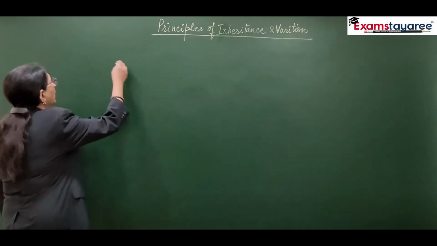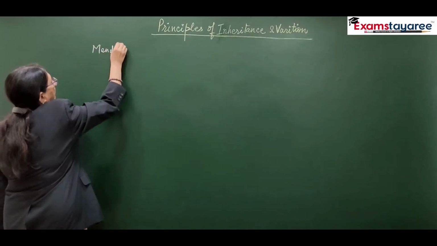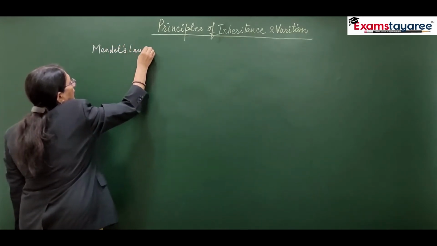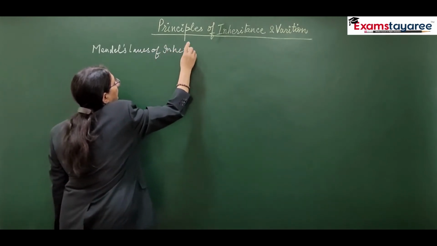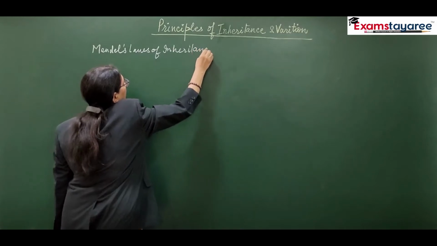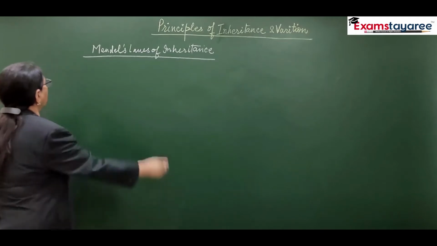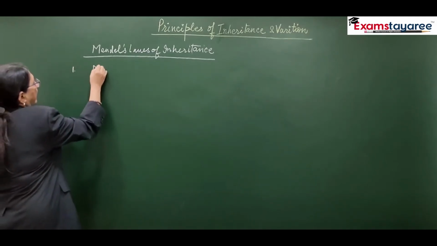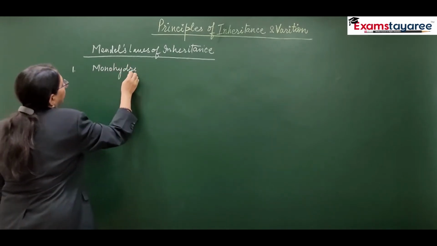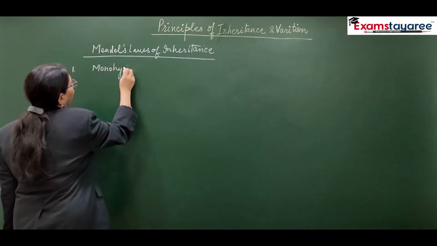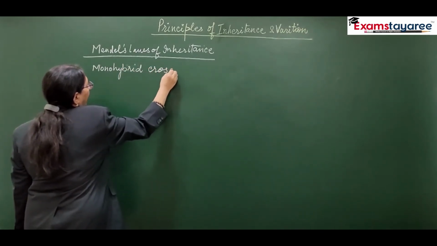So let us start with Mendel's laws of inheritance. Now, Mendel formulated his laws based on two crosses, monohybrid cross and dihybrid cross.